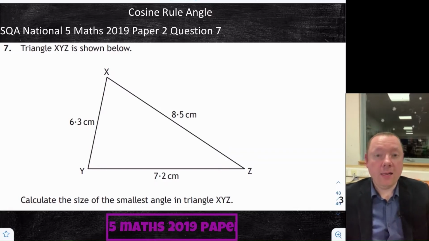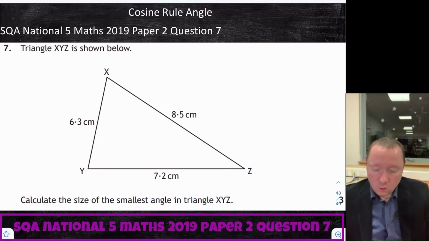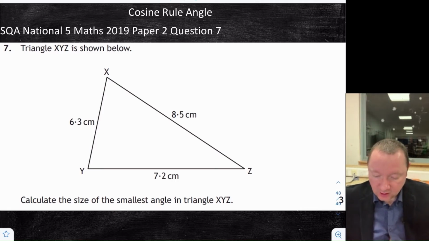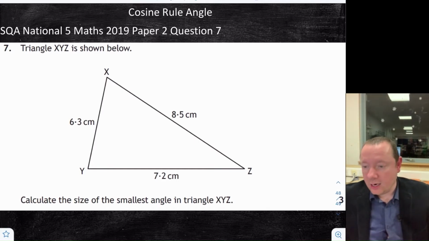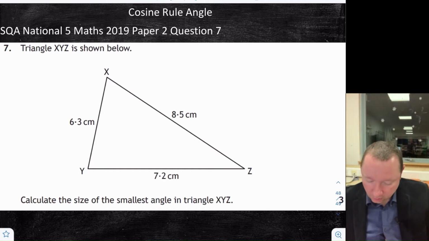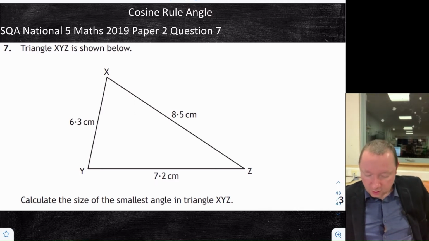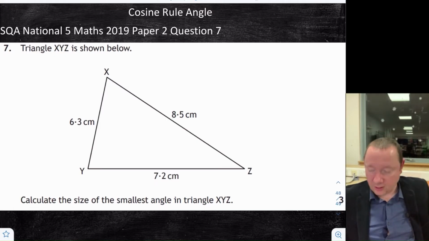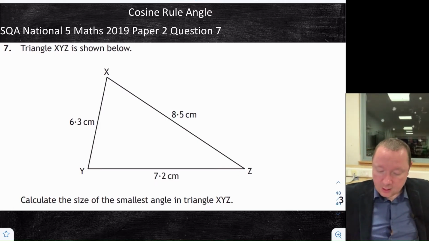And finally, look at an example of using the cosine law to find an angle. SQA National 5 Maths 2019 Paper 2 Question 7 had this. It had a triangle with all 3 sides shown. Find the smallest angle in this triangle. Now, you may be wondering, how do I know what the smallest angle is? Well, it's pretty obvious just from the way it's drawn, but it is this one. So we'll use this as our smallest angle.